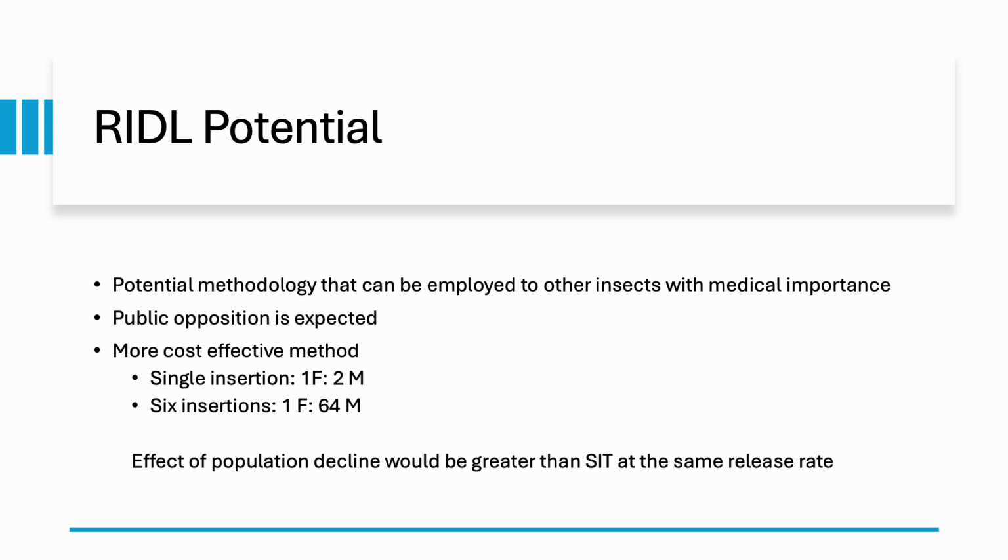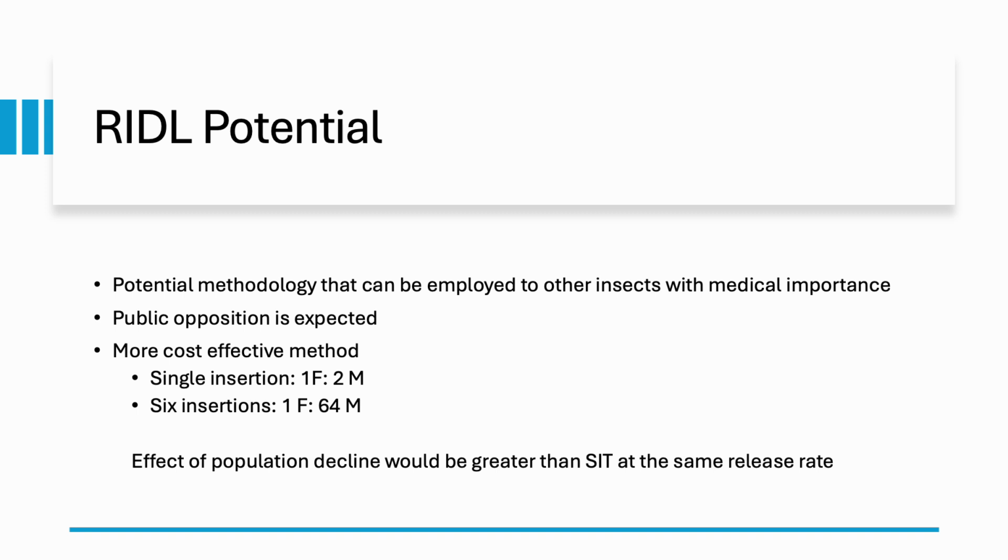As this is the introduction of transgenic stock into wild populations, public opposition is expected. Despite this, however, it still is a very potential source of research as it is a more cost-effective method, since the insertion of lethal genes at multiple times in the genome would eventually produce male-only offspring.